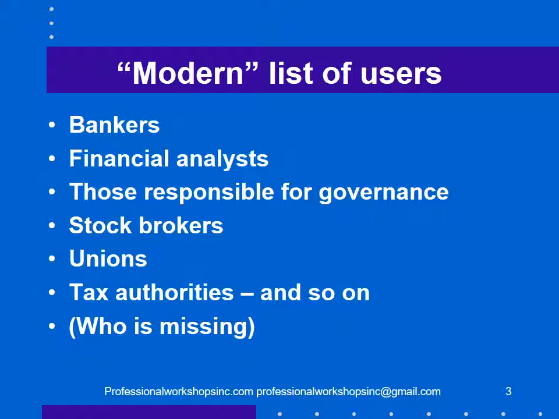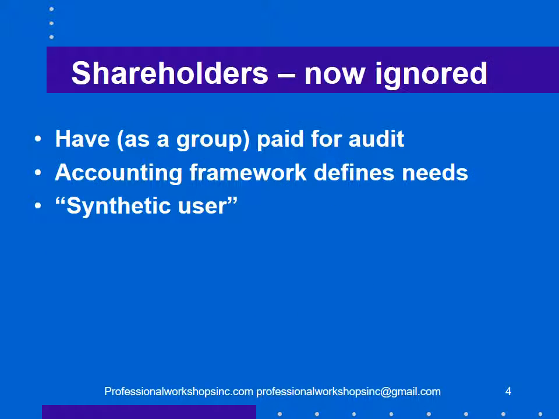Now, a modern list of users given to us by international standard setters includes bankers, financial analysts, those responsible for governance, stockbrokers, labor unions, tax authorities, and the list is longer. And my first reaction is, who the heck is missing from this list? And the answer is, of course, the shareholders, and they're getting more and more ignored by standard setters as they talk about who users are.